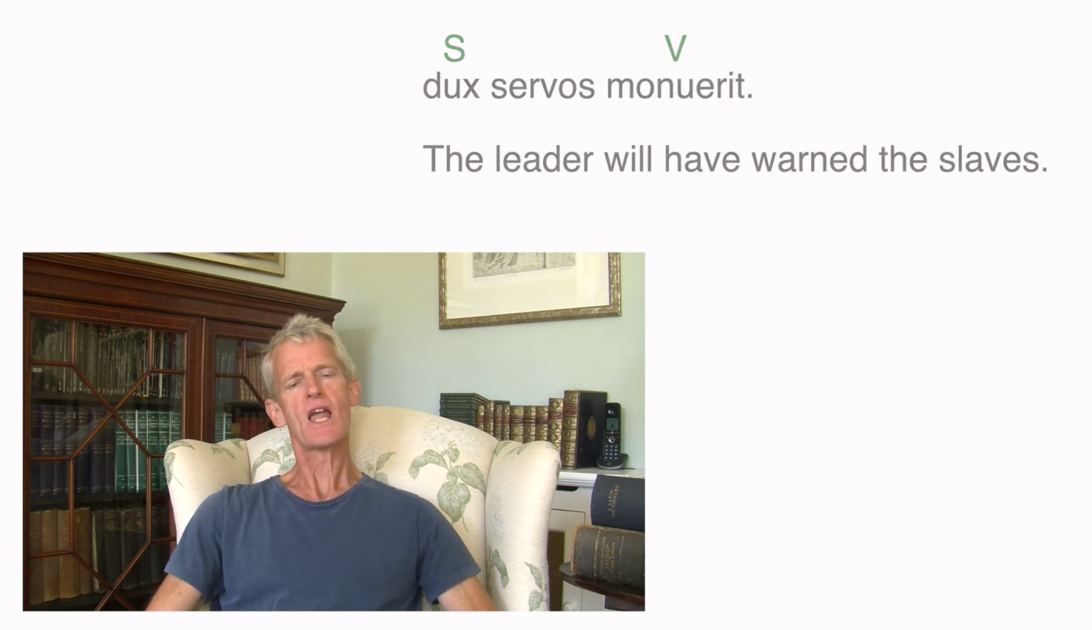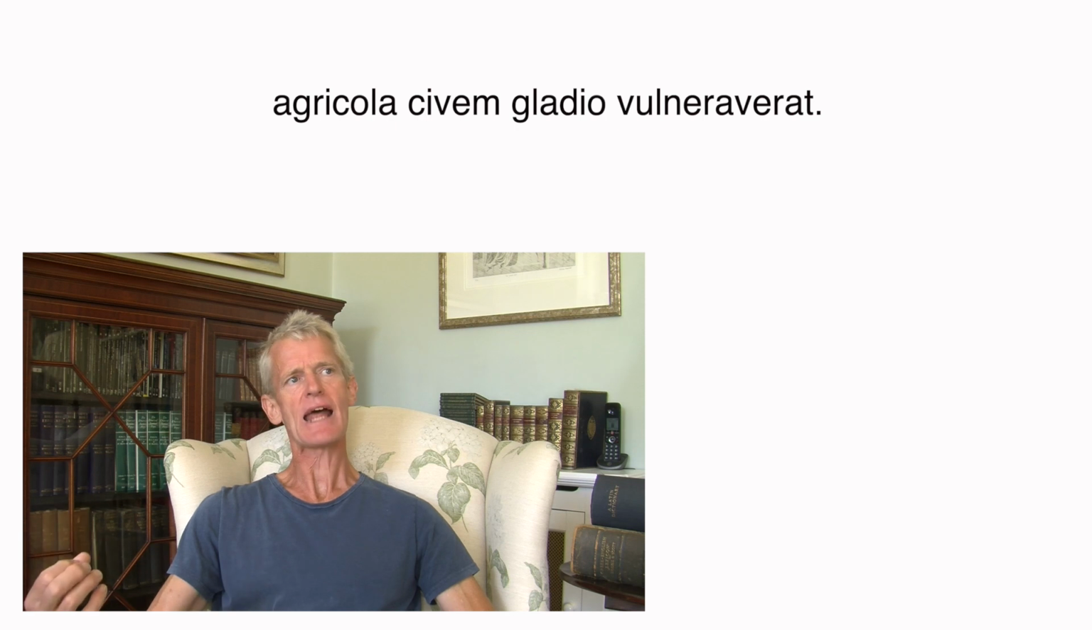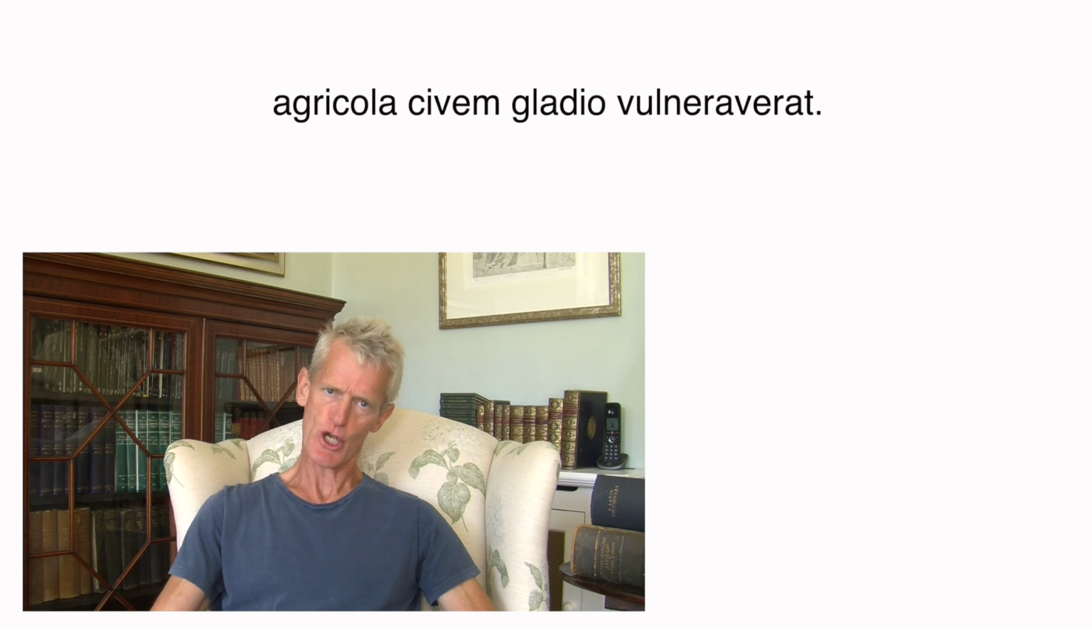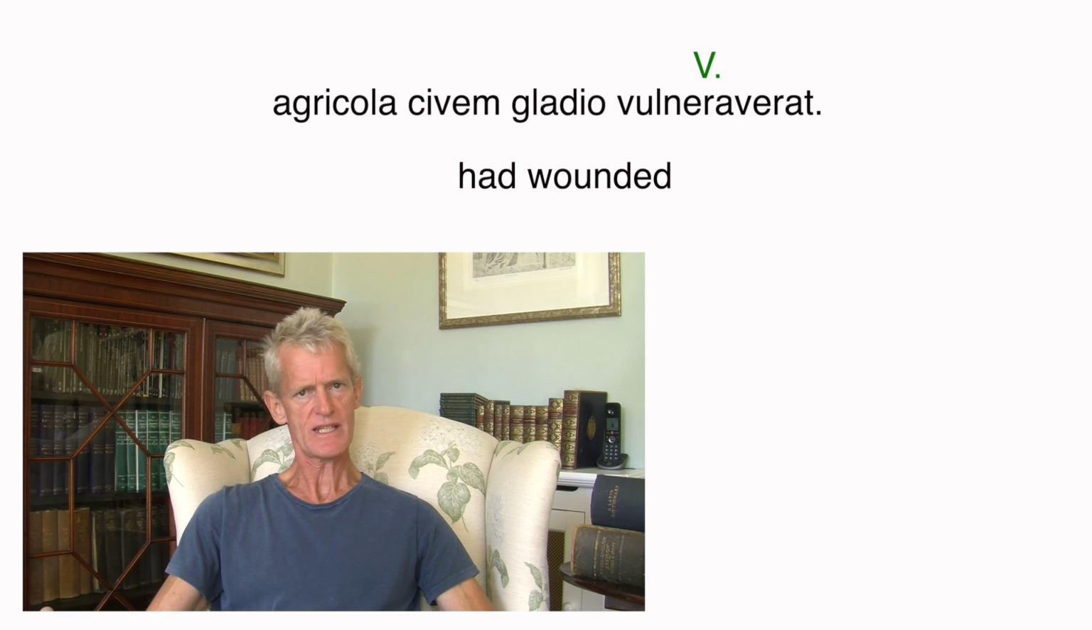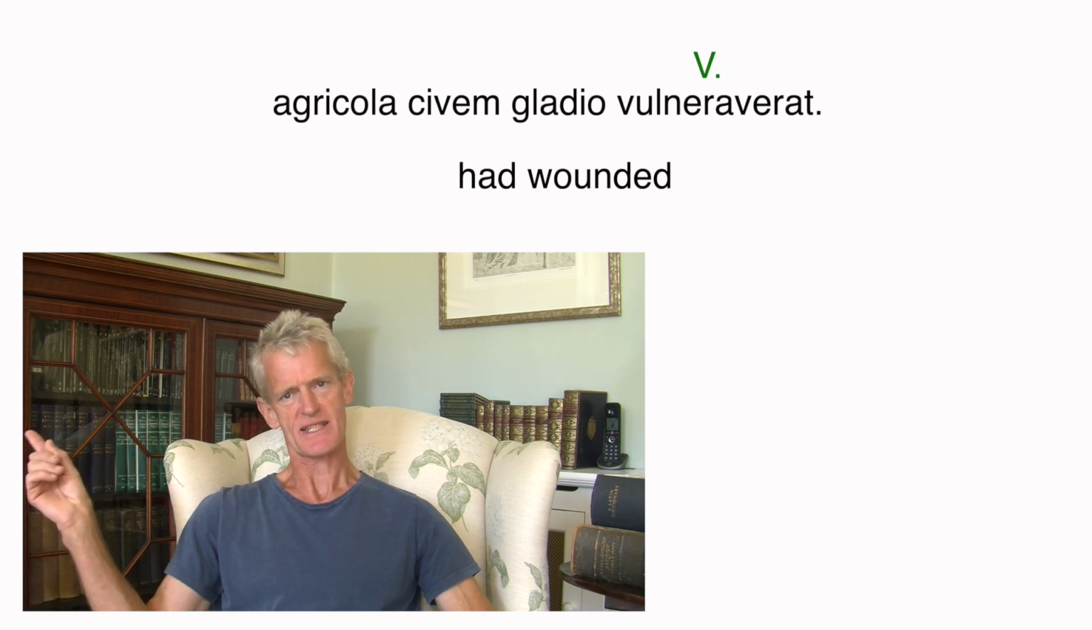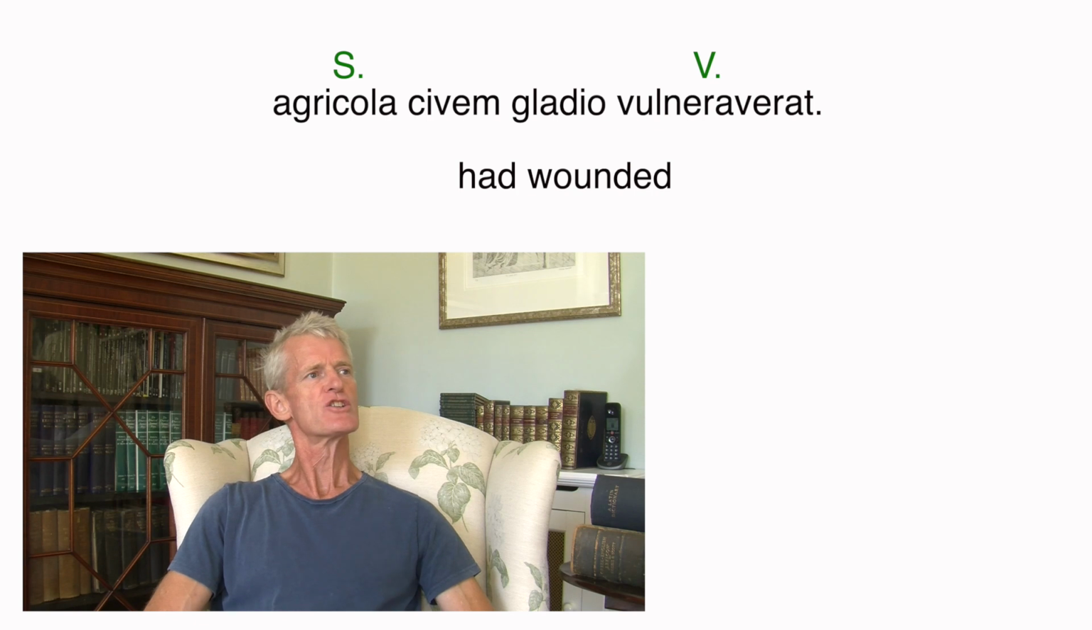Okay, nice and easy. Now we'll do a couple of pluperfect ones. So something like agricola civem gladio vulneraverat. Okay, go to the verb first. Vulneraverat, from vulnero, to wound. So he, she, or it had wounded. Right? Then we need to know, is there a subject in the nominative case? And at the front of the sentence we've got agricola. So, the farmer had wounded.